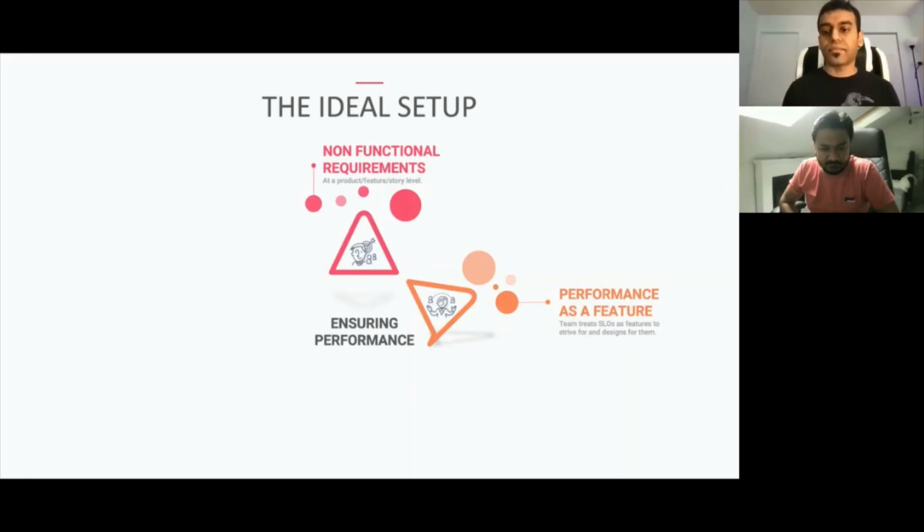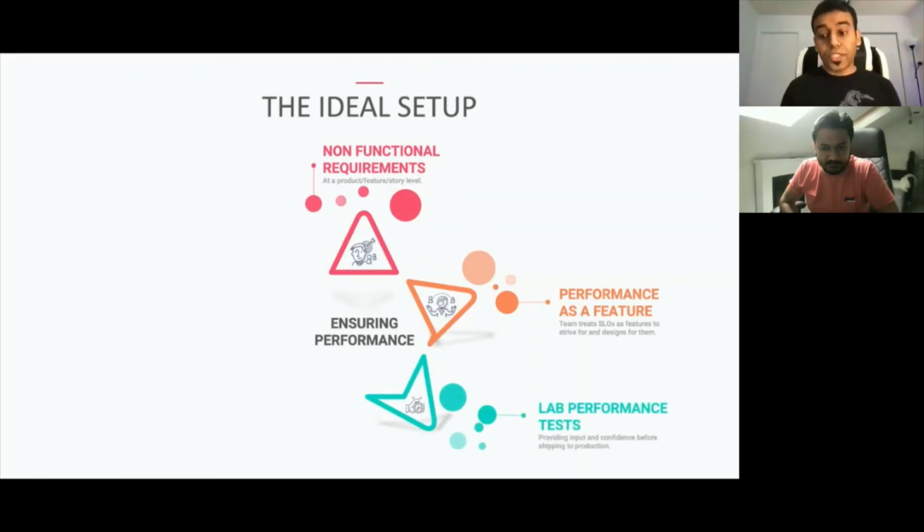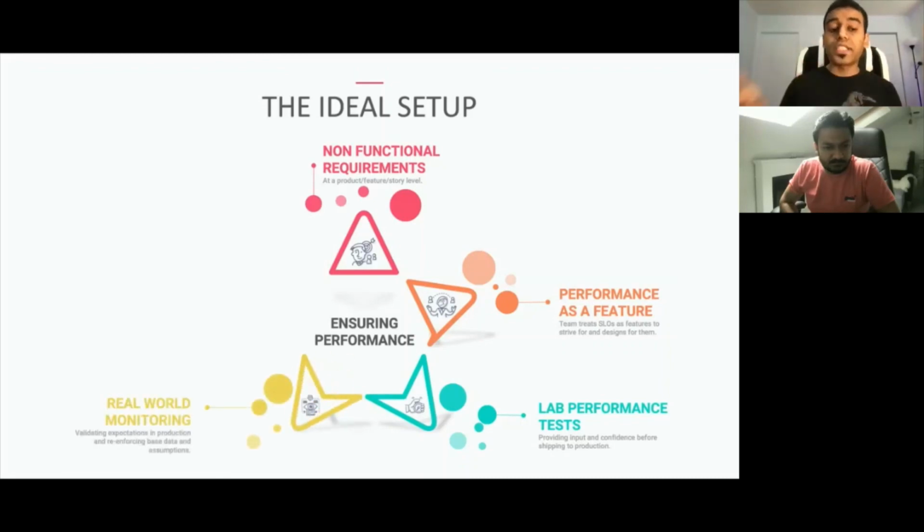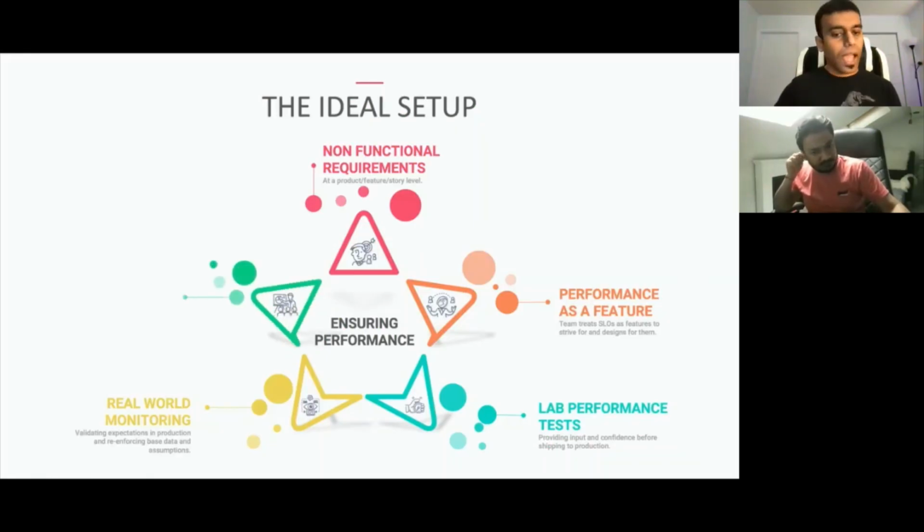Validate that with lab tests to make sure that the non-functional requirements were met, but also line it up with what you're seeing with real-world monitoring so that you know that there is parity between what you're seeing in the lab and the real world. And you tie it all up with feedback, and this is just a cycle or a loop that you keep getting better and better at.